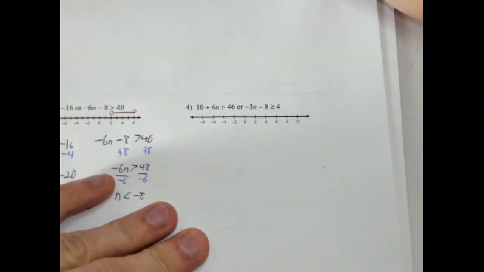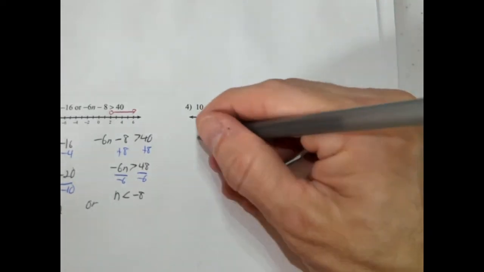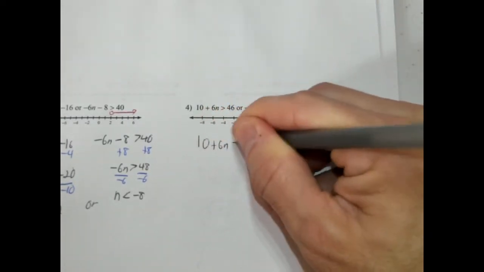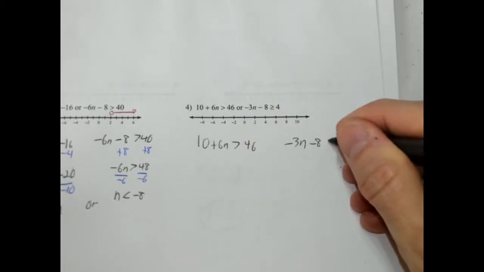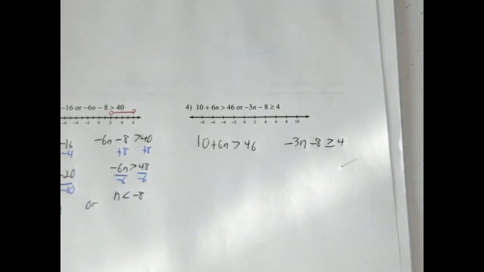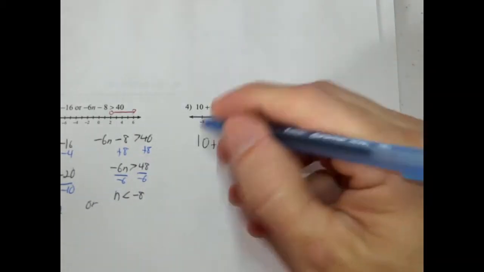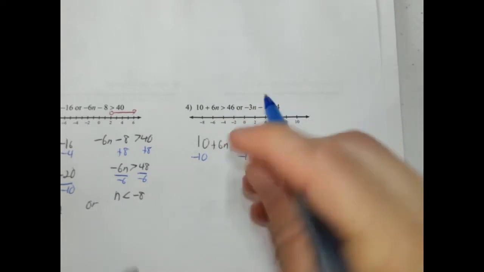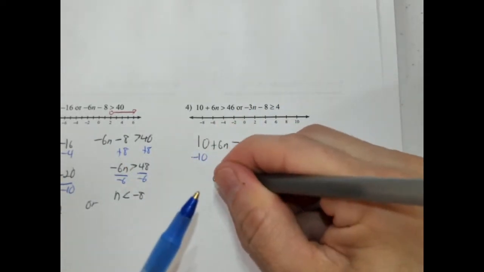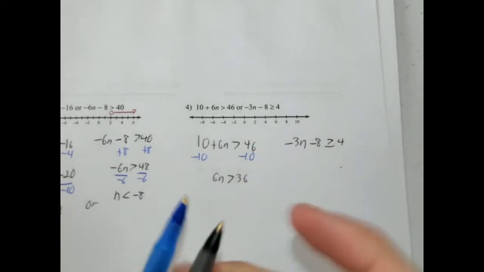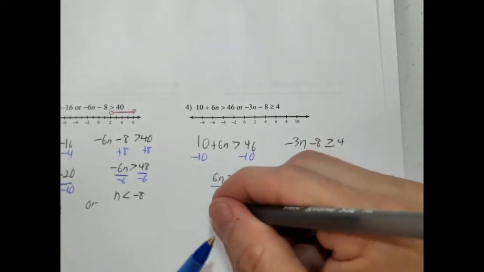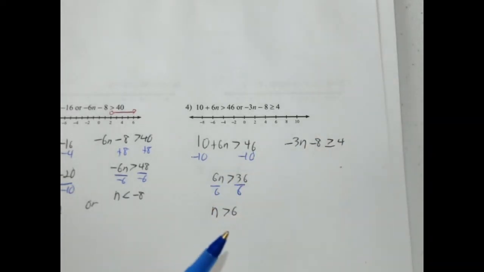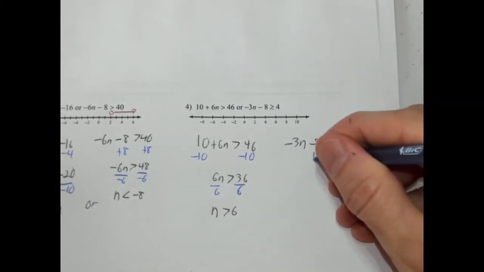And these are all or statements. There are some and statements on the other side. I double-checked, so we do get to do some of those. So 10 plus 6n is greater than 46, or negative 3n minus 8 is greater than or equal to 4. So we're going to subtract 10 from both sides. And we're going to get 6n is greater than 36. And then we divide by our coefficient, which is 6. So we have n is greater than 6. And over here, we're going to add 8 to both sides.